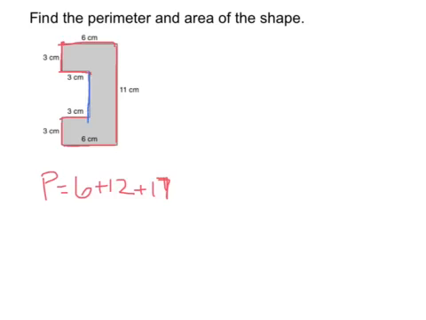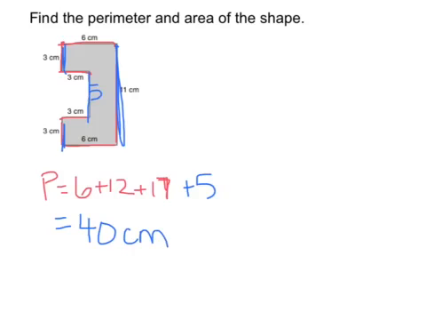The reason I don't have that down yet is because I need to figure out what that number is. If this whole thing is 11, and this is 3, and this is 3, that adds up to 6. That means this side must be 5. So I need to add 5 to that number. When I add all that up together, I end up with 40 centimeters. Notice I marked on it so I knew which sides I had already added and which sides I still needed to add.